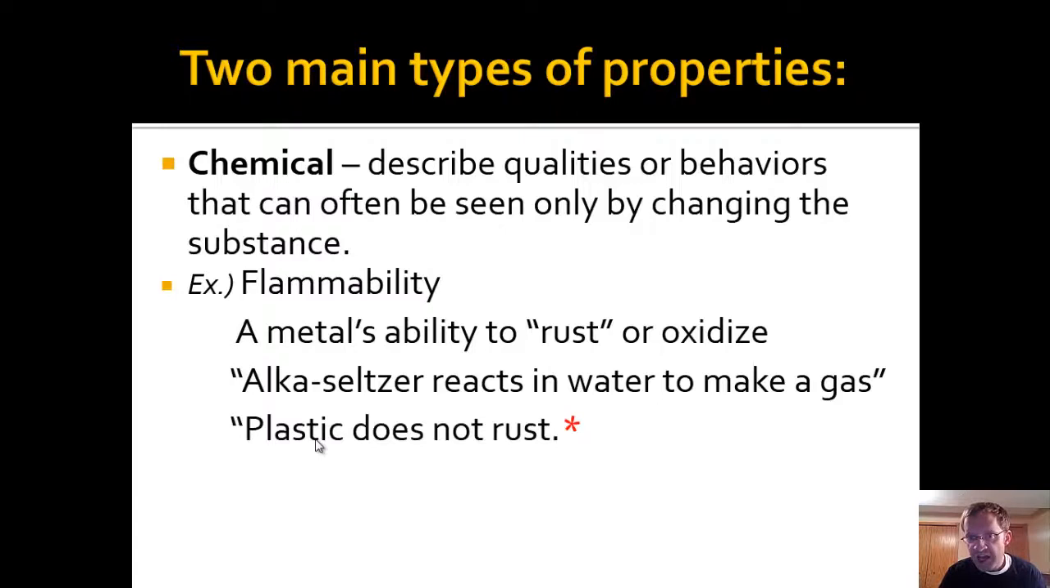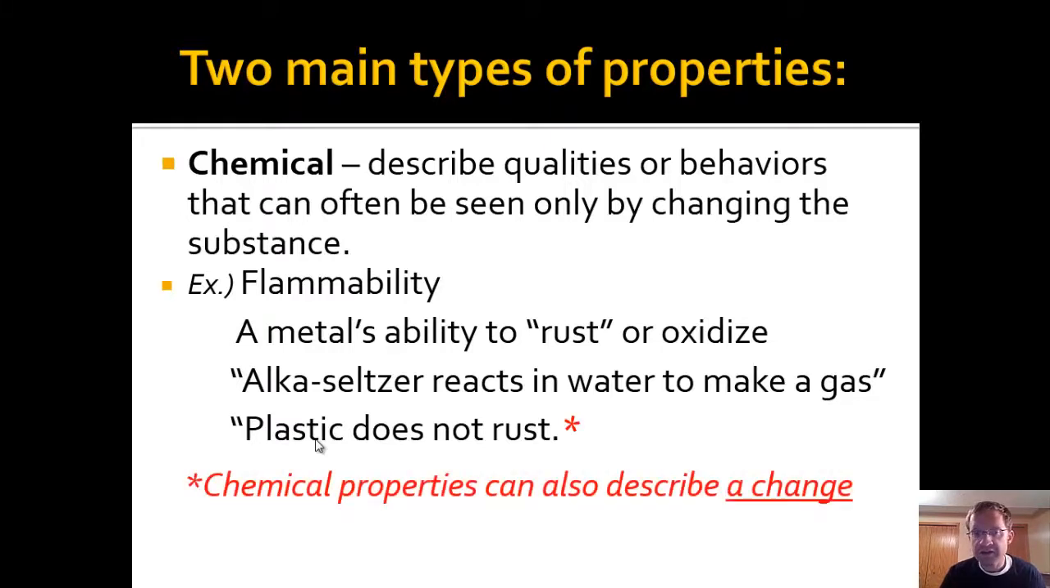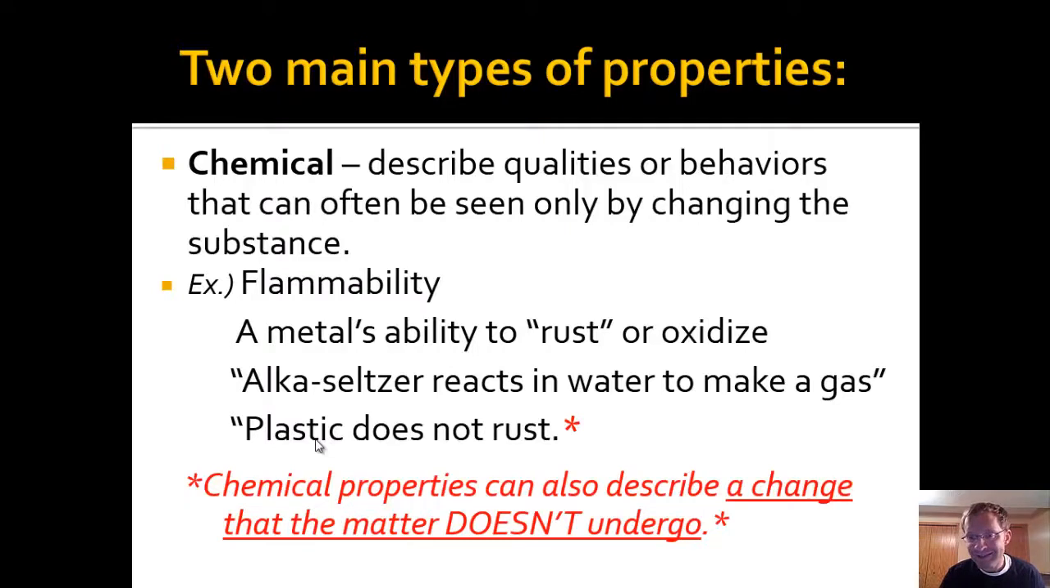At the same time, we can talk about something like plastic. Plastic does not rust. No kidding, you're thinking. Well, that's also a chemical property because it's resistant to rusting. So a lot of times, chemical properties can be those things that don't happen as well. A change in the matter that doesn't necessarily happen, or a change that matter does not undergo. Plastic does not rust. Well, obviously.